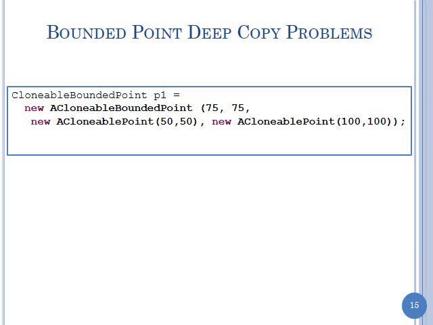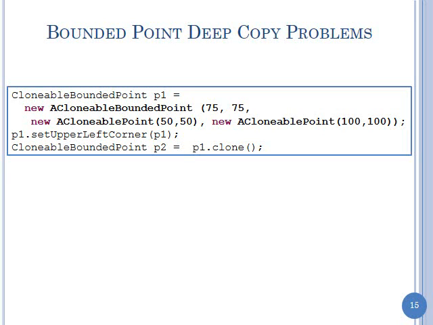Then I say P1 dot set upper left corner P1. Okay, I can do that. P1 is a bounded point. Bounded point is a Cartesian point. This is perfectly legal. Okay, and then I said P2 is P1 dot clone, and you can wait a long time to get the clone back. Okay, and what's going to happen? Just keep going, and you get two kinds of problems with recursion. A, it just goes on forever, and B, the memory gets full. And you get both of these problems. Okay? So this is infinite recursion.